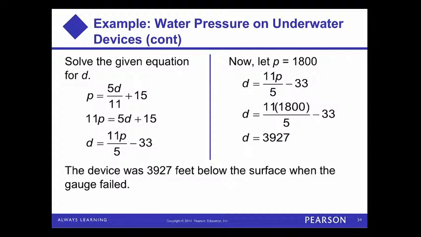They solved for D. Let me think about it. Let's see, what do we do? P. They multiply both sides by 11. Wait a minute. We found the inverse. Okay, yeah. 11. Maybe we made a mistake. 11p. Wait a minute.